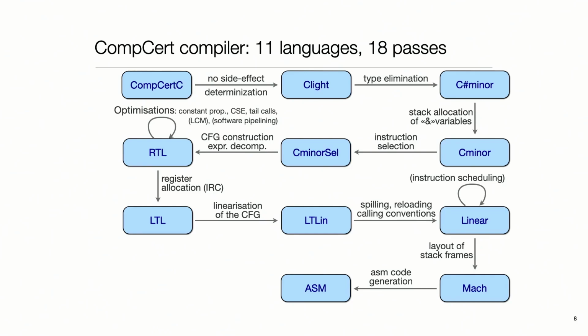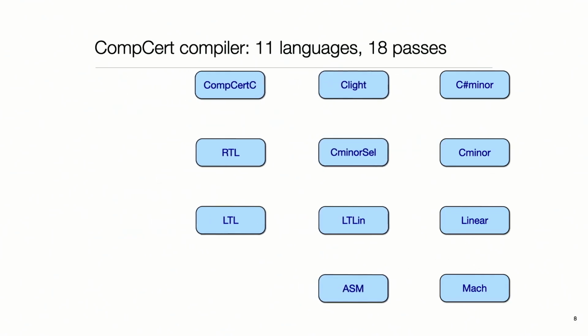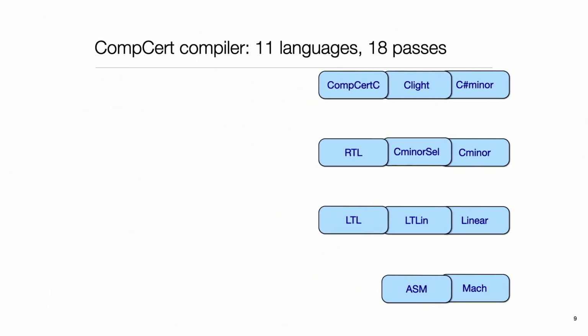Each of these passes is proved correct according to the semantics of the involved languages. There are 11 languages in CompCert, and each language has a formal semantics. These semantics observe the behaviors of programs. A program may either terminate and yield a final value, or it may diverge if it executes an infinite loop, or a program may go wrong if it evaluates, for instance, a division by 0.